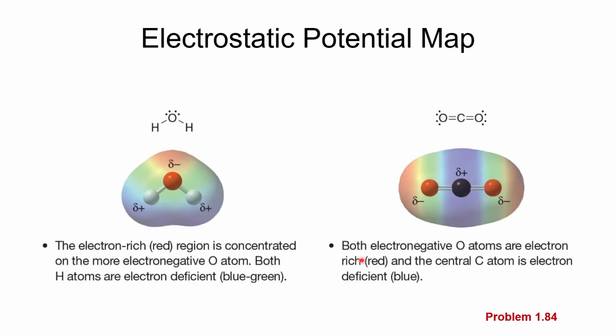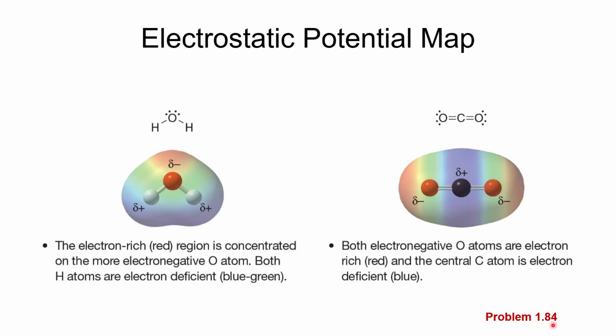Here are the electrostatic potential maps of water and carbon dioxide. You'll see the partial positive on the hydrogens and the partial negative on the oxygen, and that gives us an overall polar molecule. With carbon dioxide, we do have partial negatives on the oxygens and a partial positive on the carbon. However, because they're exactly opposite, they cancel out and we have zero net dipole.